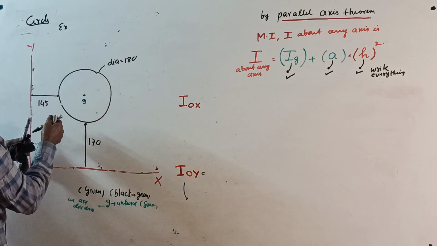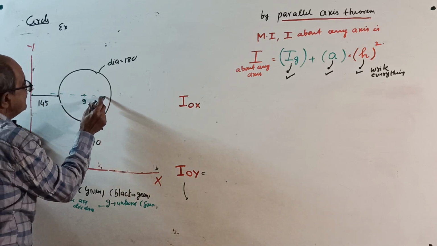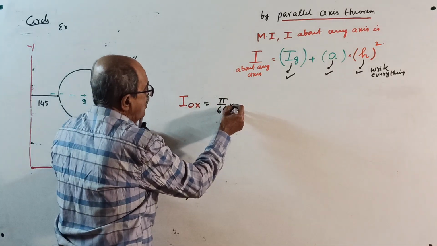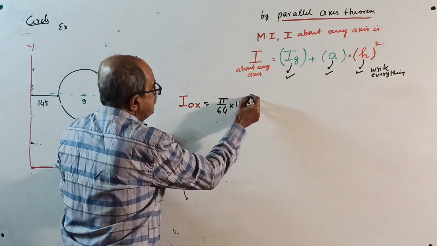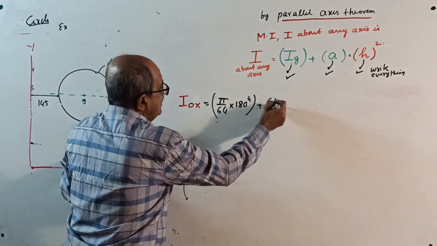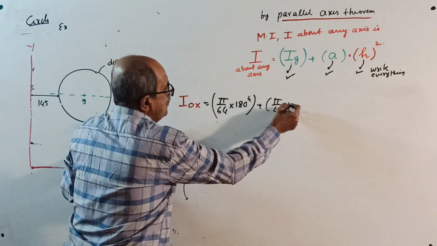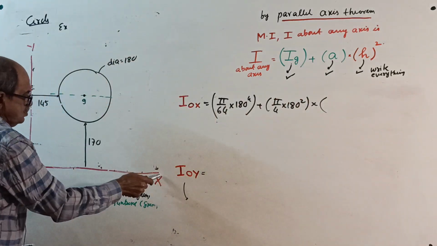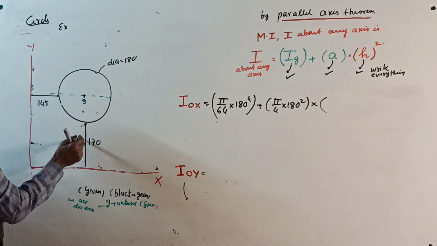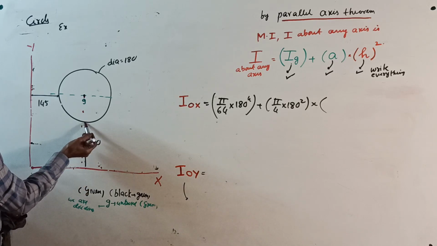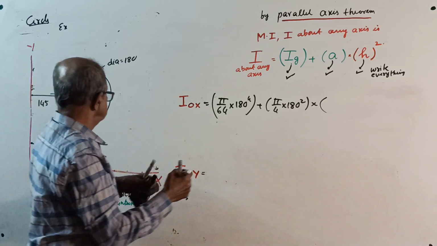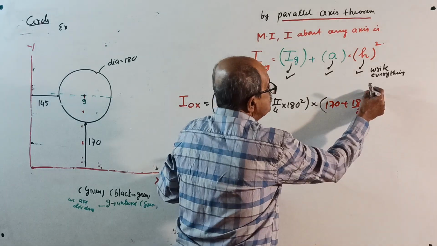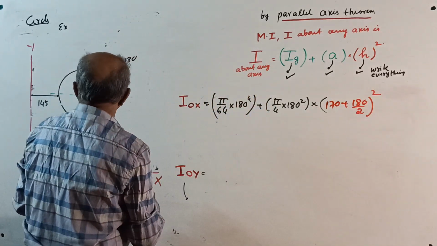Okay. Start. First I about its own centroidal axis. How much is it? 5 by 64 of diameter 180 power 4. Circle, pi by 4 of 180 square is the area, into, from the centroid to OX, this distance square, that is 170 plus half of the diameter, 180 by 2. 170 plus 180 by 2 whole square. That will give IOX. Okay, right.